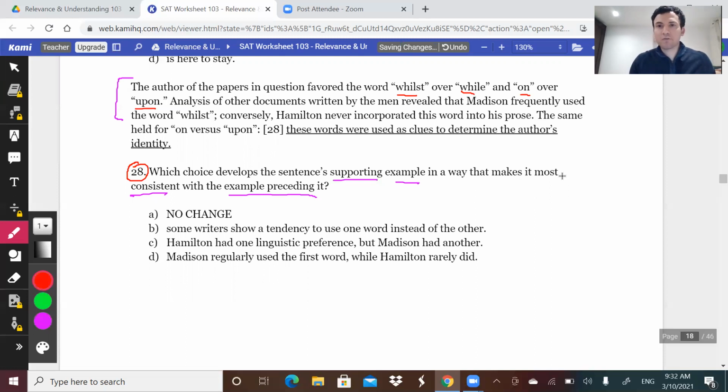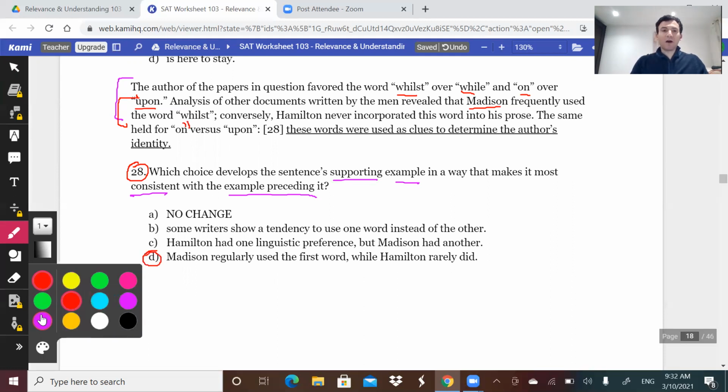Analysis of other documents written by men revealed that Madison frequently used the word "whilst." Conversely, or on the other hand, Hamilton never incorporated this word into his prose. So that's our preceding example: Madison uses a word, Hamilton doesn't. The same held for "on" versus "upon." So if the same holds for "on" versus "upon," then that would mean that Madison uses it, Hamilton doesn't. So Madison regularly used the first word while Hamilton rarely did.